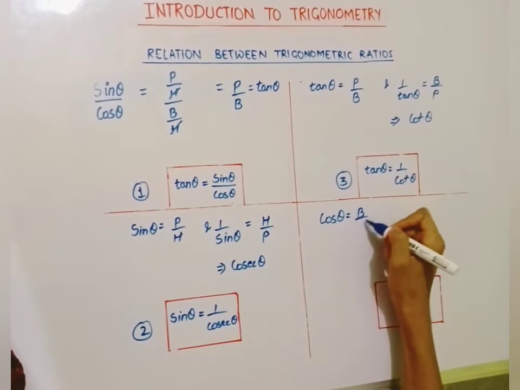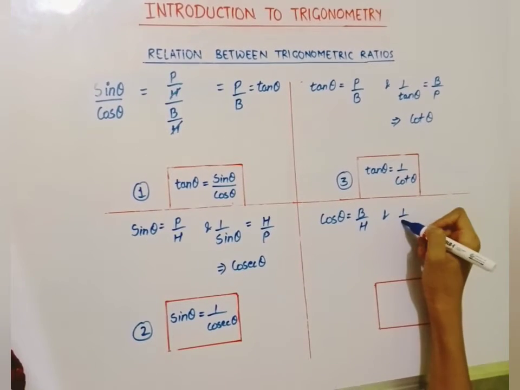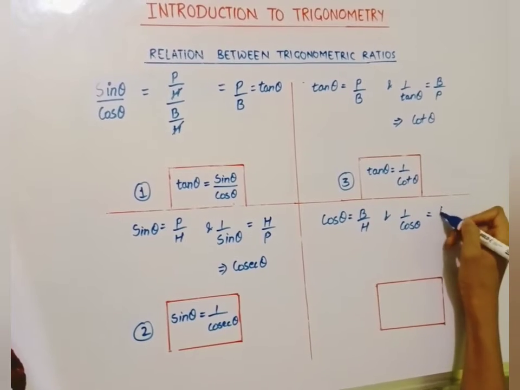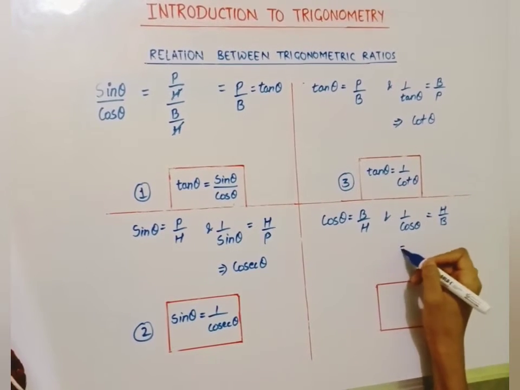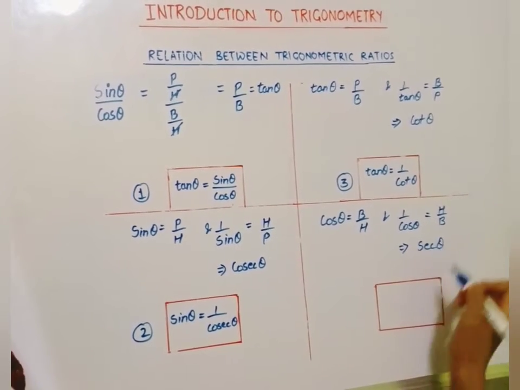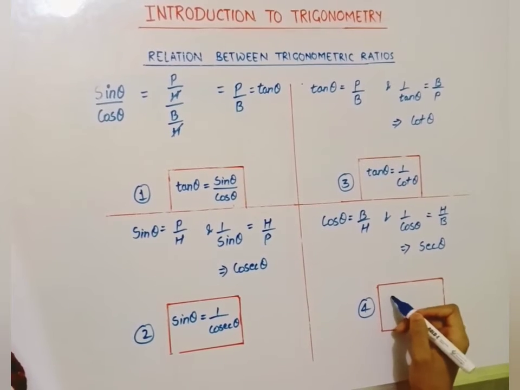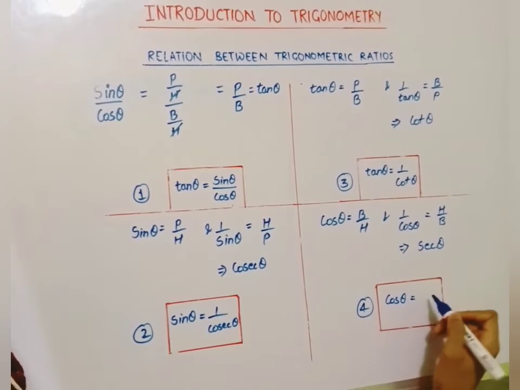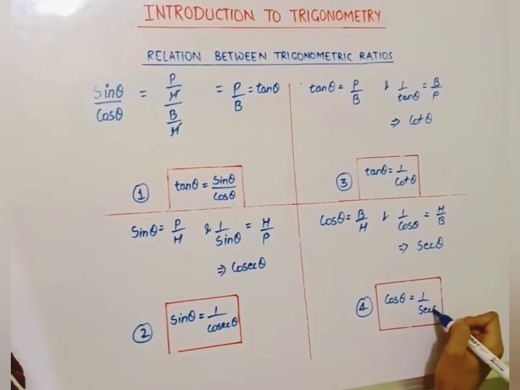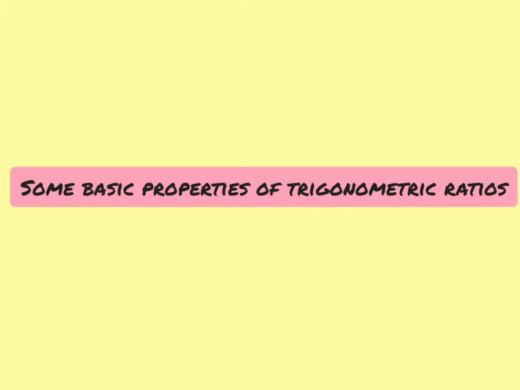Now we know that cos theta is B upon H, and if we divide 1 by it we get 1 upon cos theta equal to H upon B, which is our sec theta. Now our fourth relation is cos theta equals 1 upon sec theta, or sec theta is equal to 1 upon cos theta.